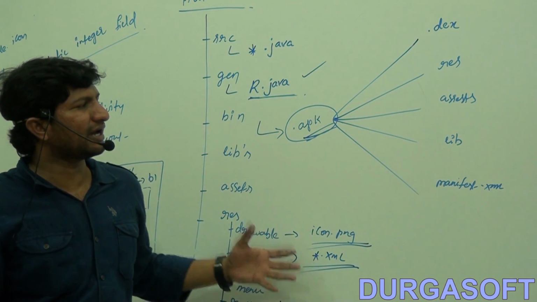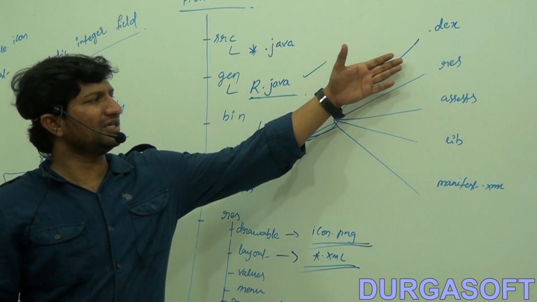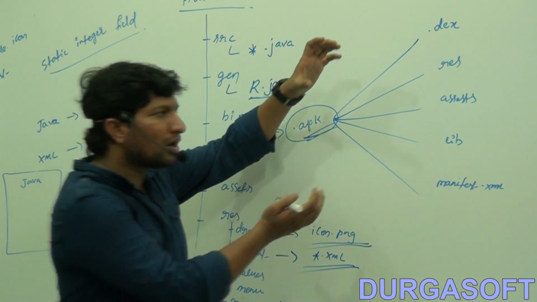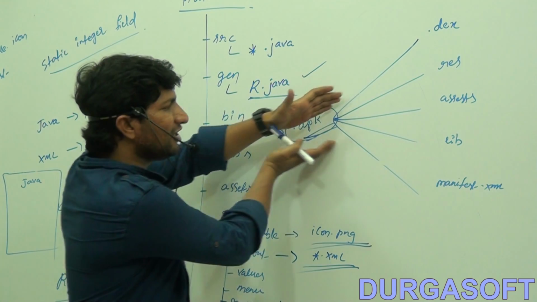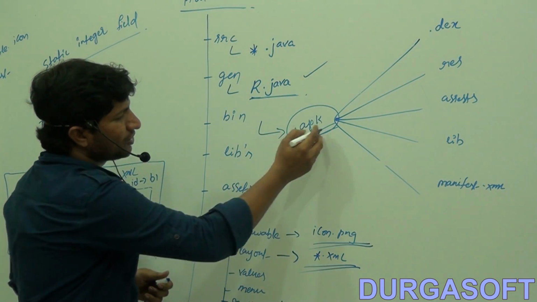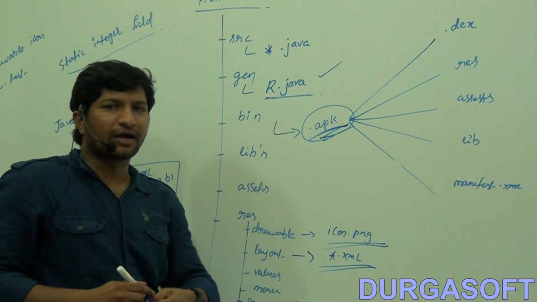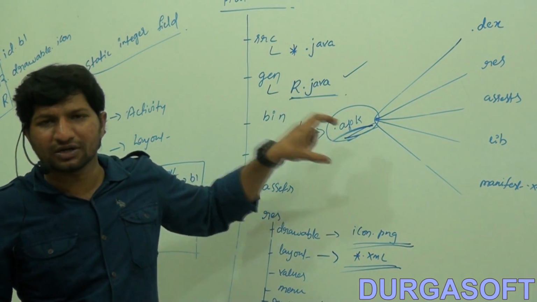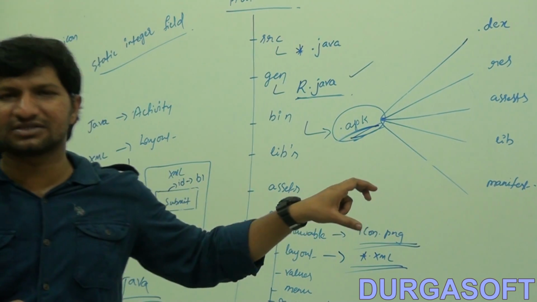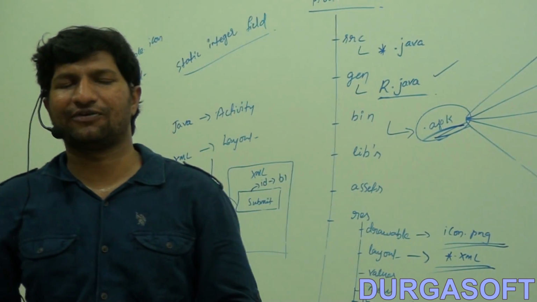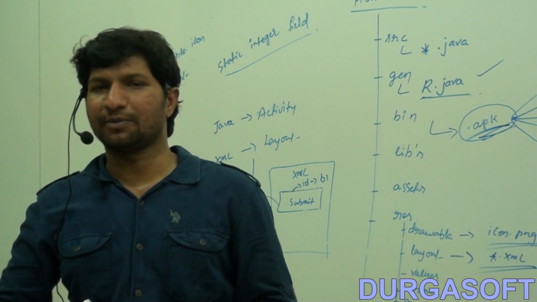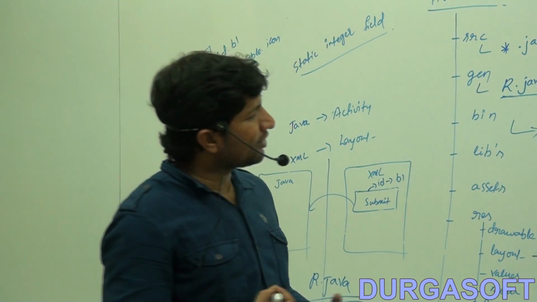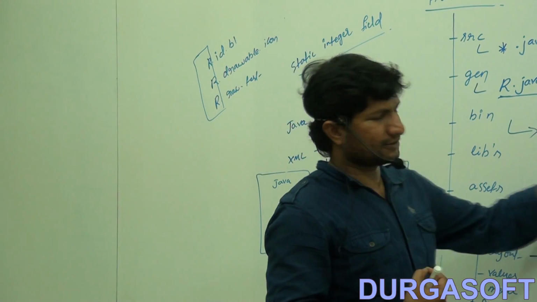One more definition for an apk is .dex, resource, assets, lib, manifest.xml file all are combined together into a single file with the extension .apk. So .apk is the installation file in Android platform. What is the guarantee? I am not the author, I am not the founder of Android. I just gave a point, .apk consists of all these things.